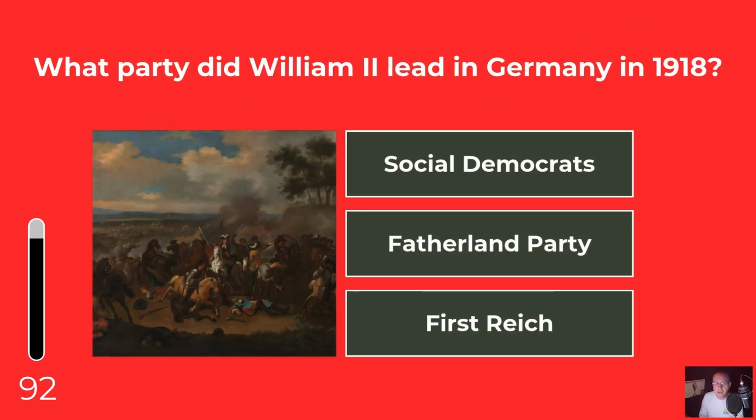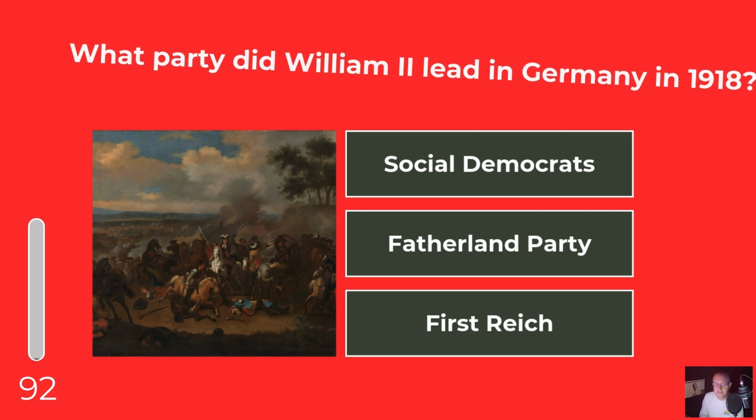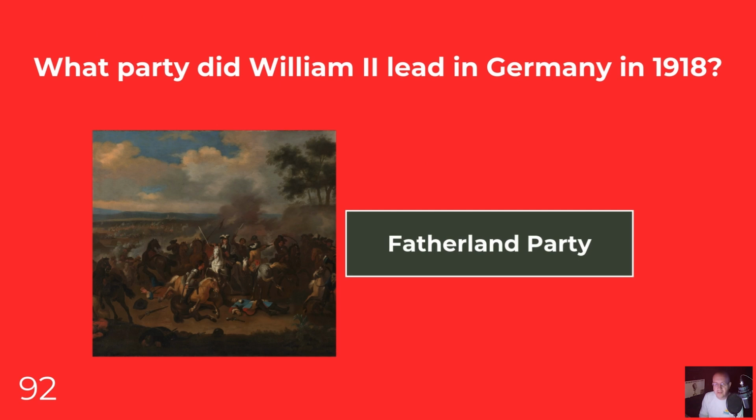What party did William II lead in Germany in 1918? Was it the Social Democrats, the Fatherland Party, or the First Reich? He led the Fatherland Party.